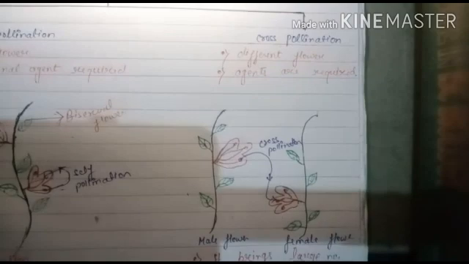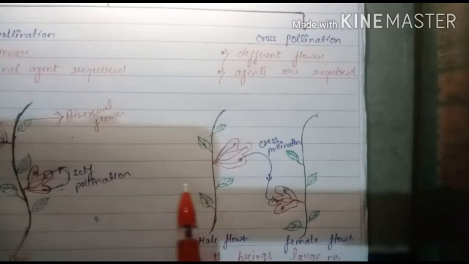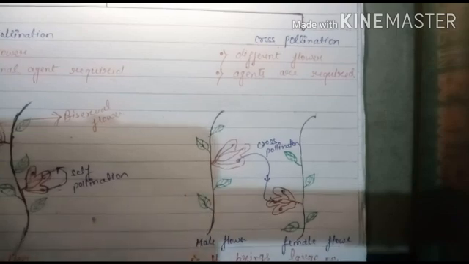Here in cross pollination it brings a large number of variations. Why? Because when the pollen grains are transferred from one anther, they may go to any species, any family, any plant, so there is a chance of a large number of variations. So this is the complete short note on the topic of pollination.